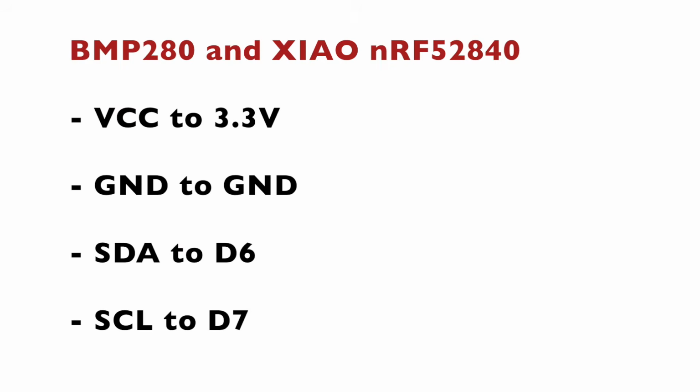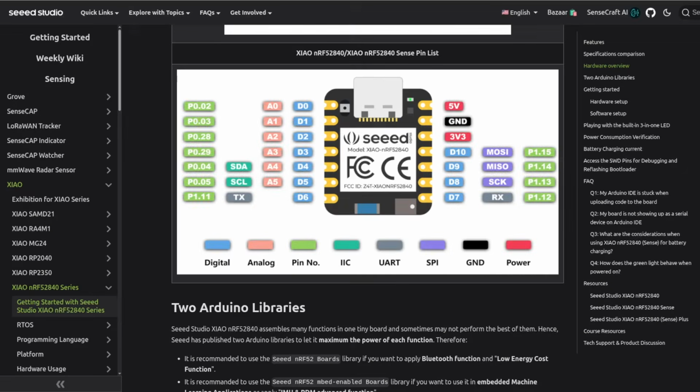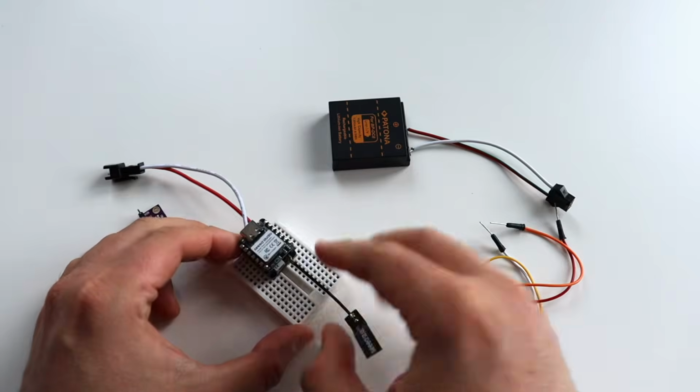So we need to connect ground to ground, VCC to 3.3 volts, SDA to D6 on the XIAO module, and SCL to D7 on the XIAO module. The exact pinout of the XIAO nRF52840 is available at the Seeed Studio wiki. A link to it is also available in the description of the video. Here is the exact wiring. It took me less than 2 minutes.